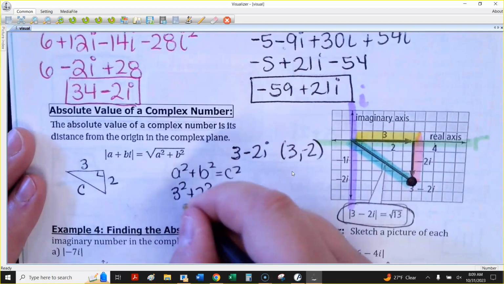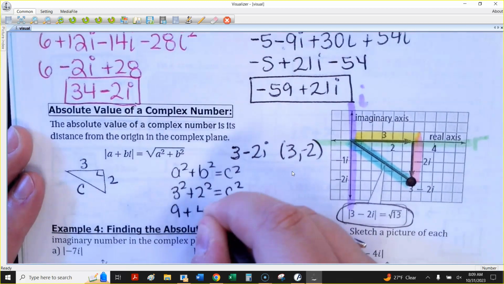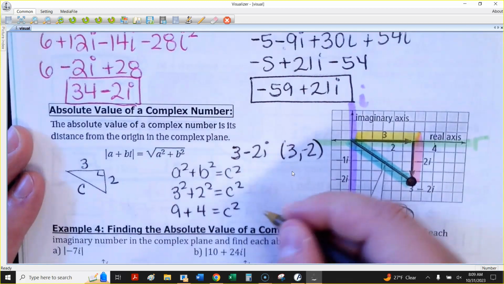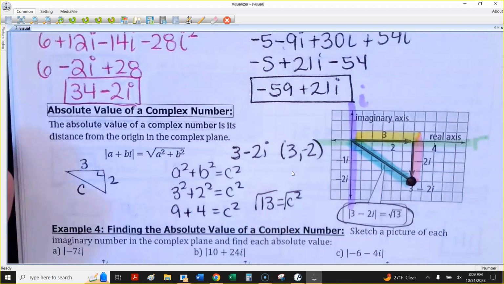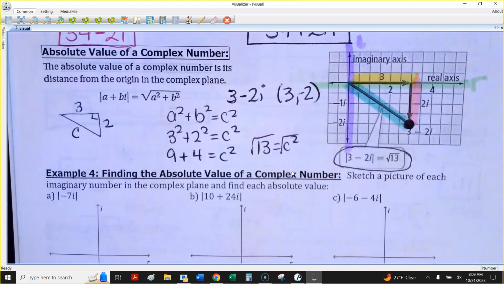This ends up being 9. This ends up being 4. Add that together, you get 13. And we would have to take a square root. So that's where they're getting that in the problem right underneath the graph: that distance is the square root of 13. It'll be a real number. Absolute value is just the distance from the origin to wherever that point is in the complex plane. Okay, so we're just going to practice graphing these.